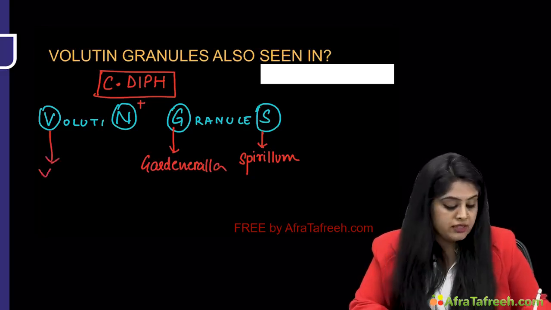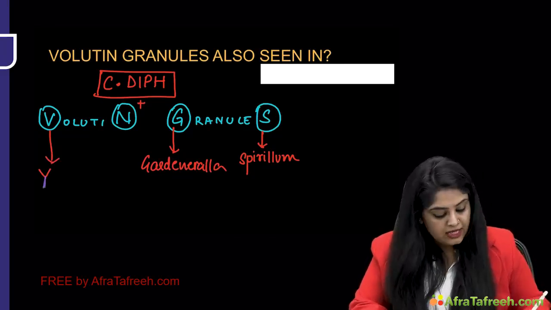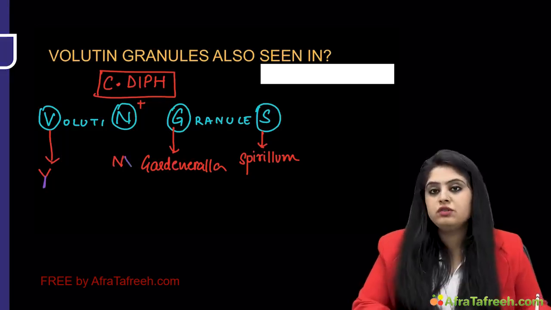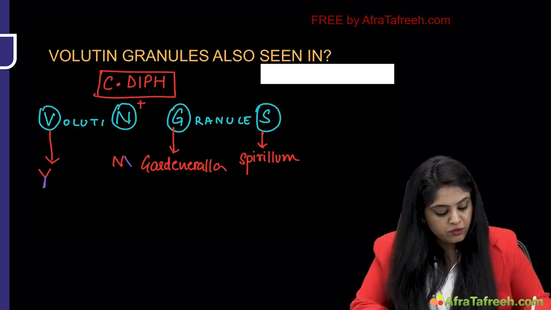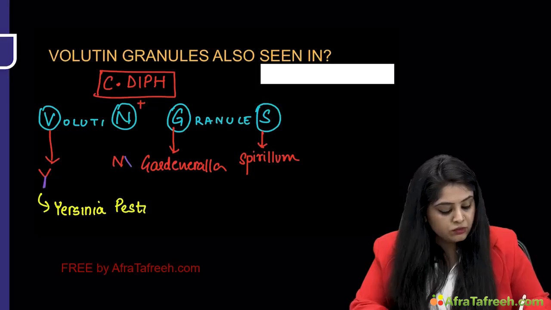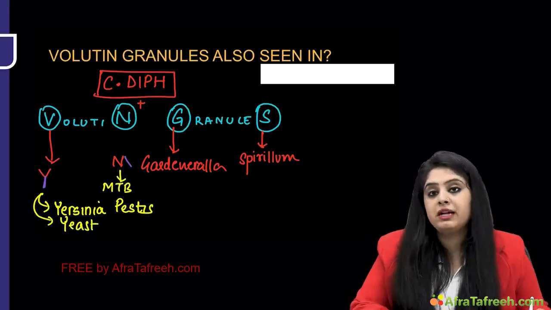and V, now we are going to change it a little, V will be changed into a Y, and this N will be changed into an M. These two changes you will have to do, because where else do you see it? First and foremost, Y is for Yersinia pestis. It can also be seen in certain yeast forms. And M, because this is also seen in Mycobacterium TB.